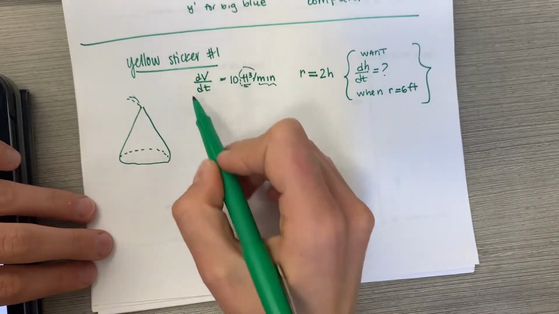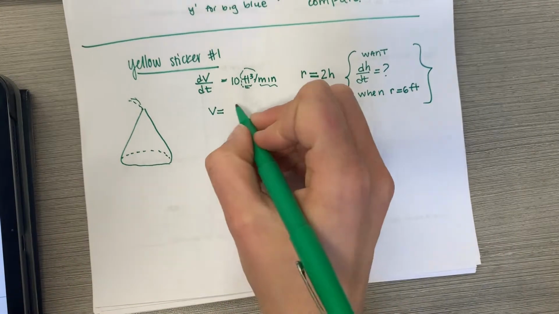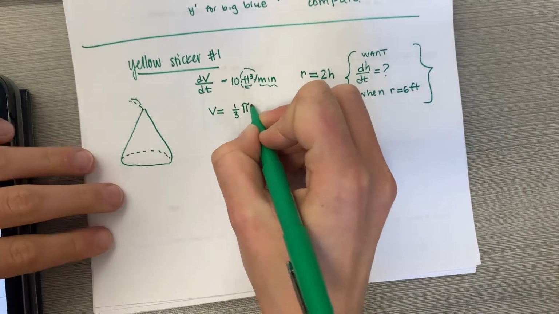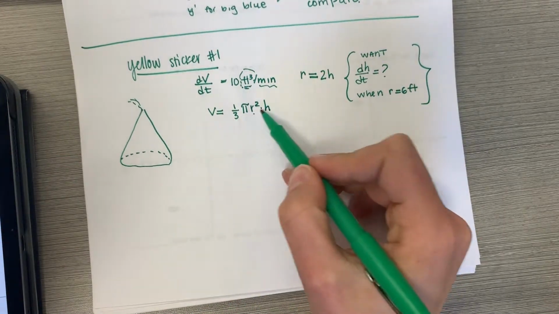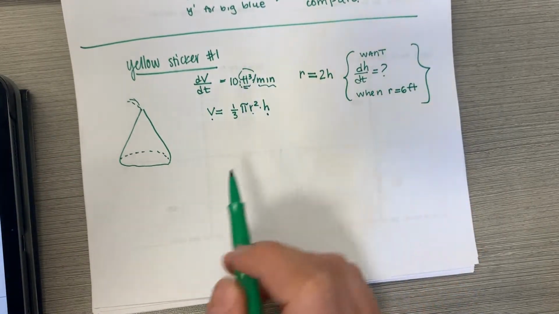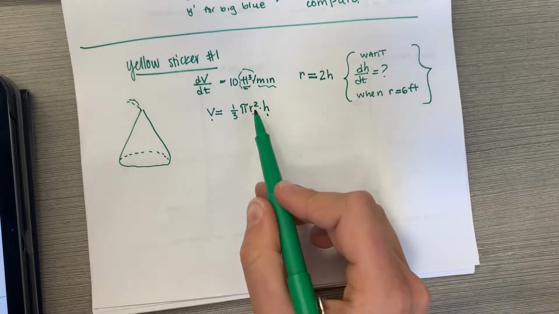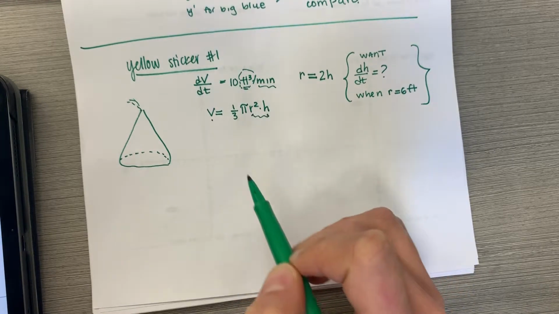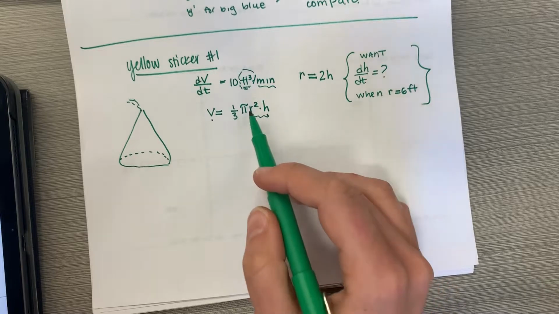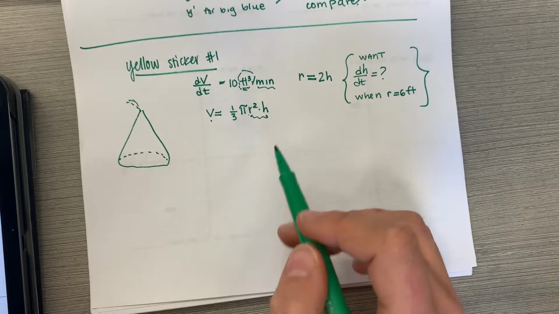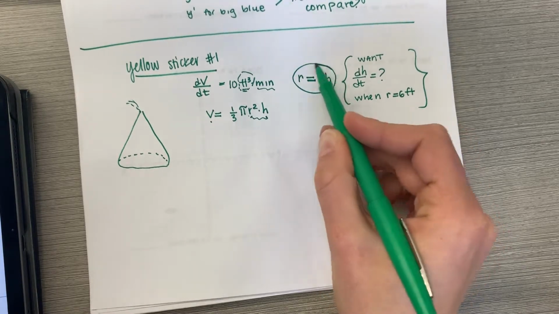All right, well, we have the derivative of volume, so we'll probably want to use the volume formula of a cone, which is 1/3 pi r squared times height. We have two variables over here, one over here. Everything is changing when time is changing. So this is going to get messy with product rule if we keep both r and h in the equation.